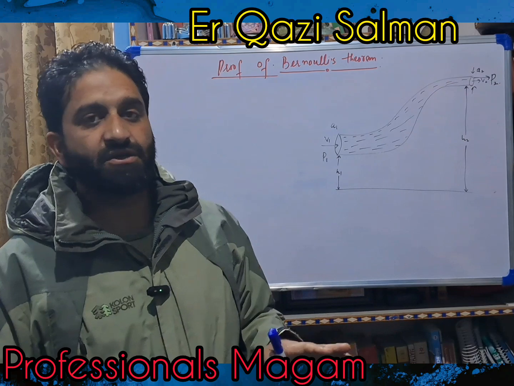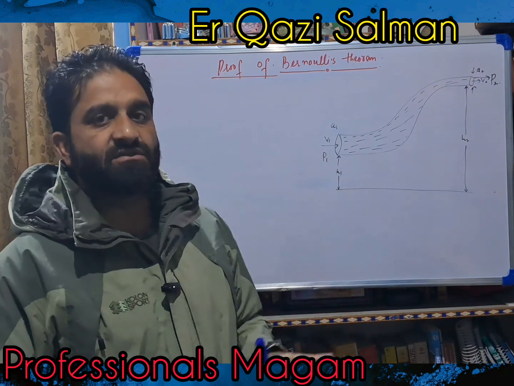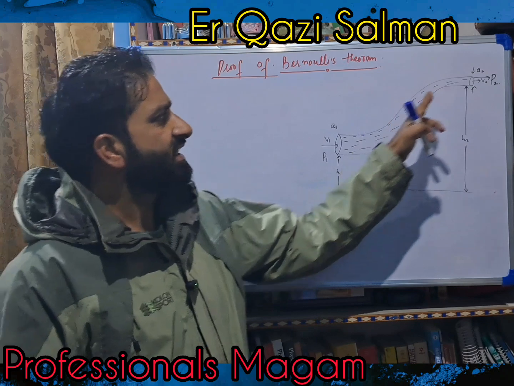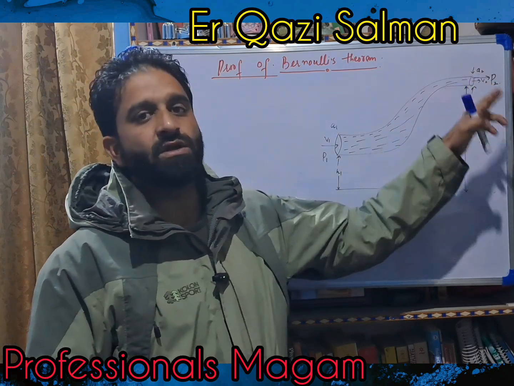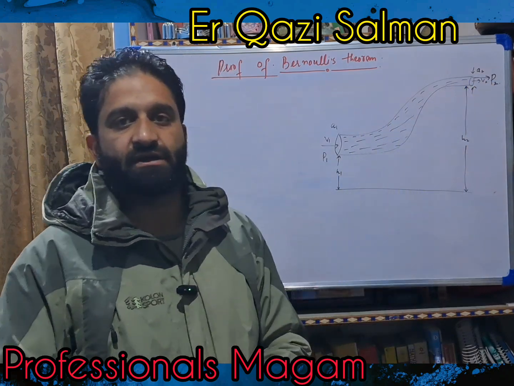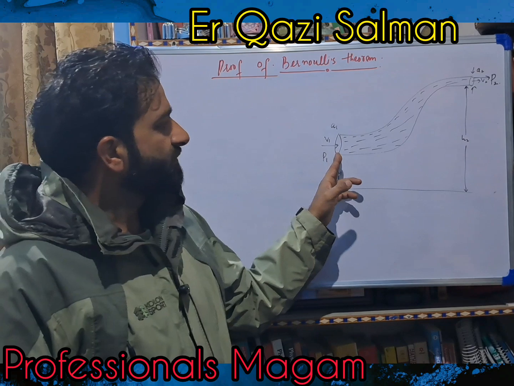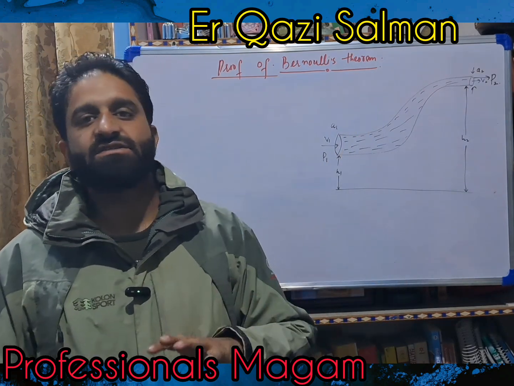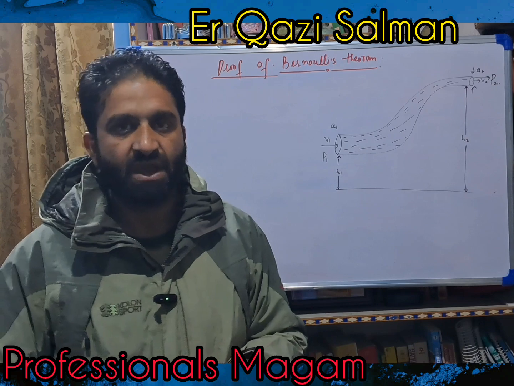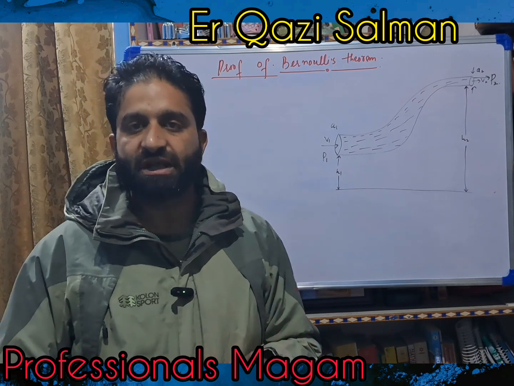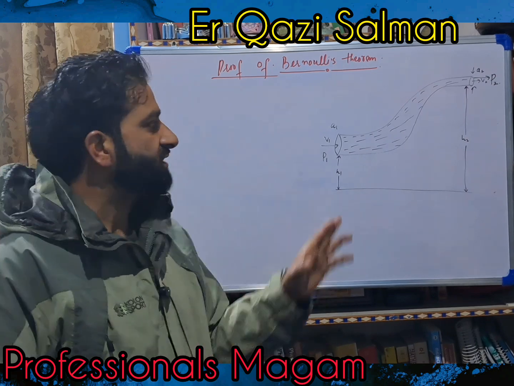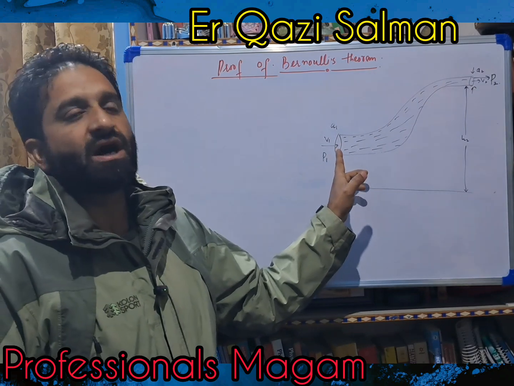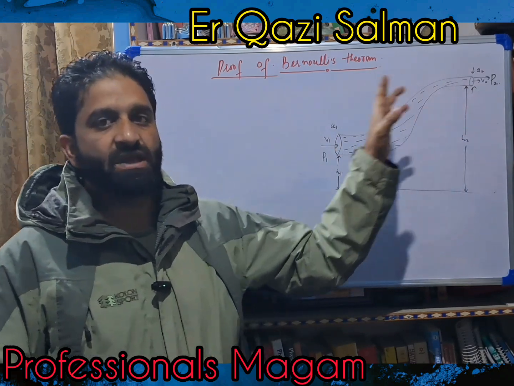By the equation of continuity, we know that area is inversely proportional to the velocity. That means here the velocity of the fluid will be less, and here the velocity of the fluid will be more. So again there is an increase in kinetic energy. So when the fluid is going from this point to this point, there is an increase in kinetic energy and an increase in potential energy. But that increase in potential energy and kinetic energy is at the cost of a decrease in pressure energy. So fluid is flowing from high pressure to low pressure.